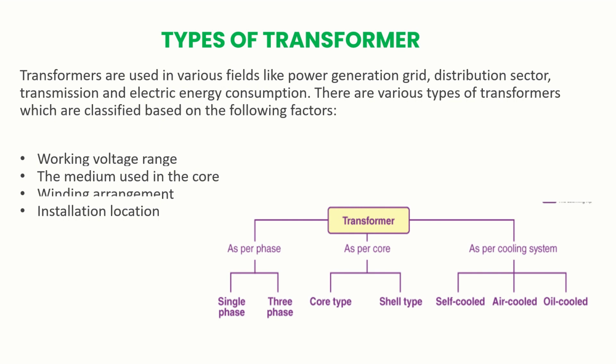So the transformers are basically divided into 2-3 categories as per phase: single phase transformer or 3-phase transformer. As per their core type, shell type. Their core manufacturing is done like that. These are made in the shape of core type, or in the shape of shell type. And as per cooling, self-cooled, air-cooled and oil-cooled. Basically in industries, in earlier days oil-cooled transformers were mostly used, but nowadays dry type transformers have also come into the picture.